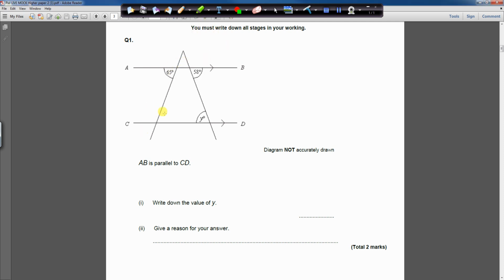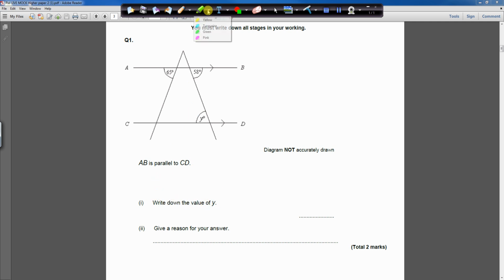We have here A to B. Okay, let's have a look. A to B is parallel to C to D. So when we have parallel lines, we have certain arrangements, like for example F angles, the proper word for that is corresponding angles. We also get Z angles, which the proper mathematical word for that is alternate angles. Now it goes here, write down the value of y.